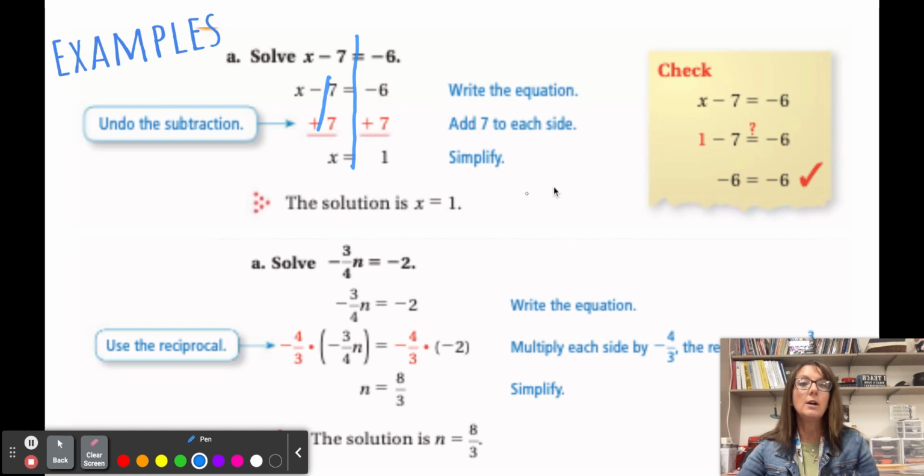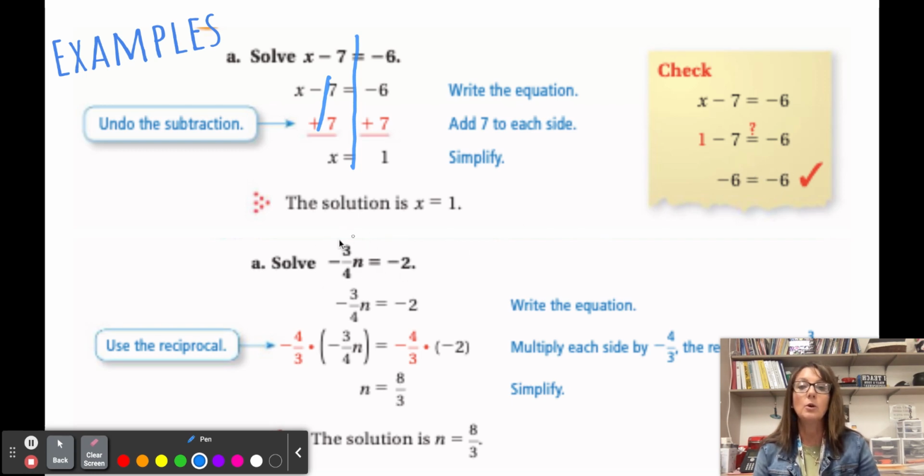If x is equal to 1, you could substitute that 1 in place of the x. 1 minus 7. Does that equal negative 6? This is a mental math check. You can write down that work. You will always know you're getting it right if you take the time to check your work.